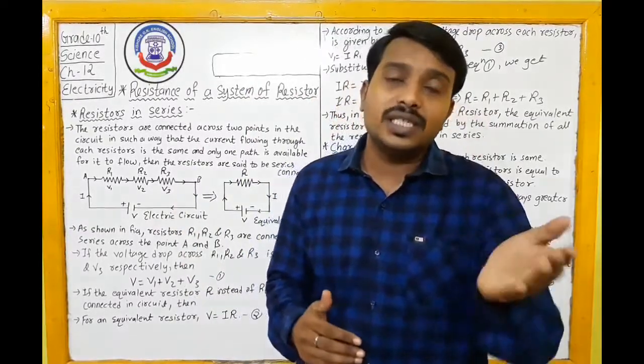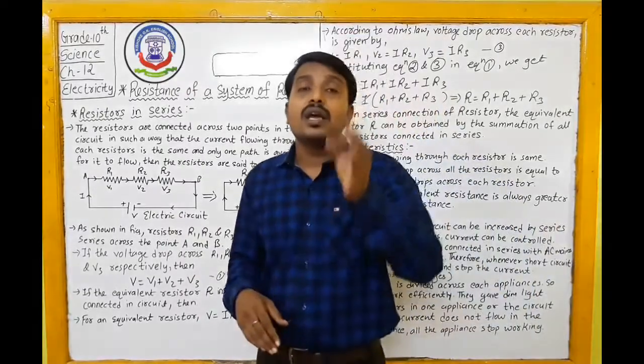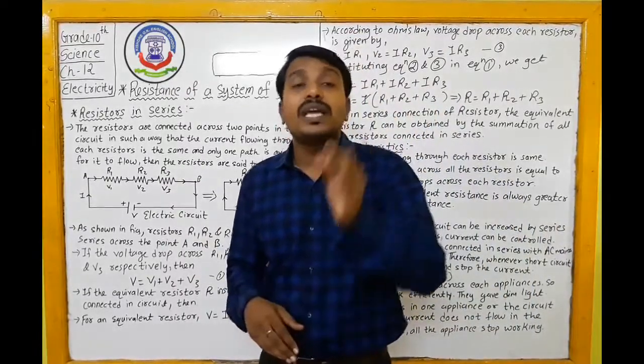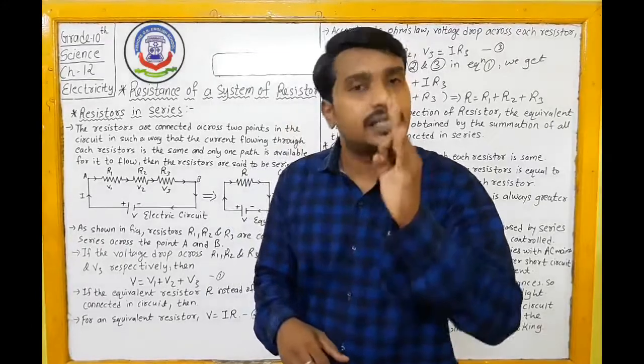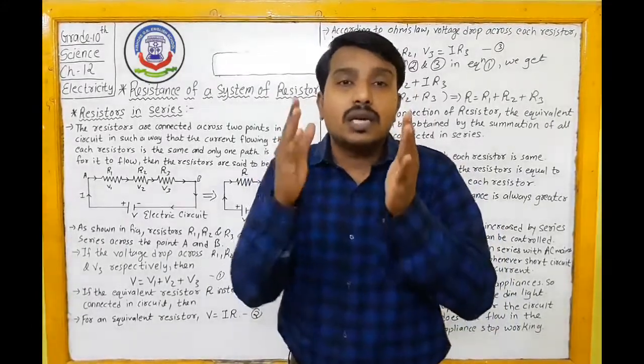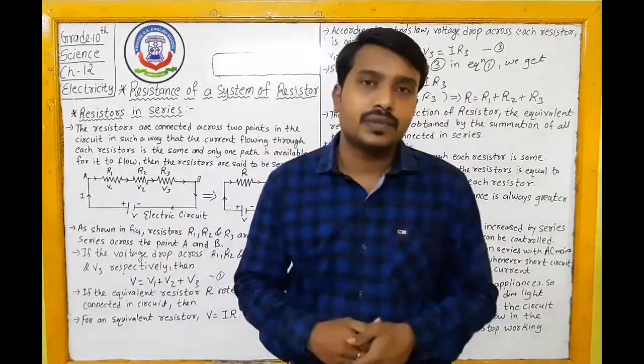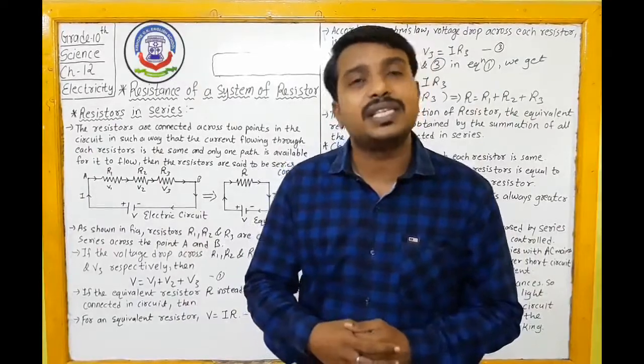So your resistors are said to be in series connection when the current flowing through each and every resistor is the same and the path available for the current to flow from one end to the other end of the circuit is only one. Then such a connection is said to be a series connection.